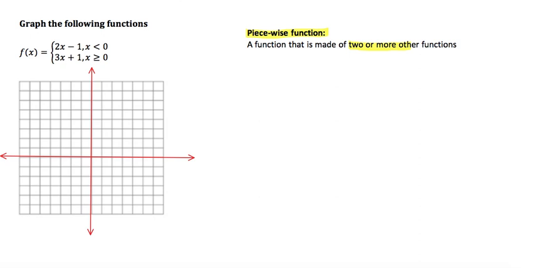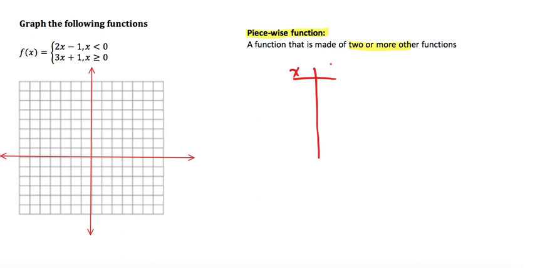So I have an example here. f of x is equal to 2x minus 1 when x is less than 0, and 3x plus 1 when x is greater than or equal to 0. One thing that I'm going to start with when I graph these functions is the endpoint, or the point where the function switches from one piece to another piece, because that's always a critical component of this.